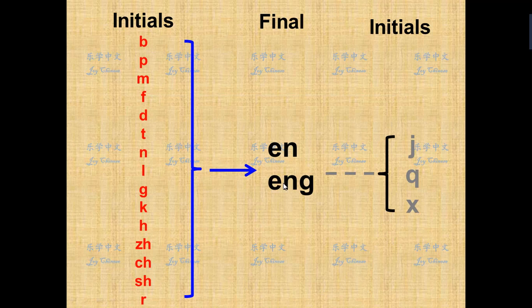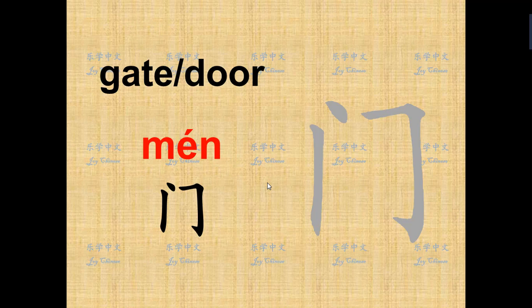N and eng can combine with all of these initials, but not with G, Qi, and Xi. And for T and L, it cannot be combined with N. This is an exception. But T and L can combine with eng. In the following slide, I will show you several important characters for writing or for remembering.